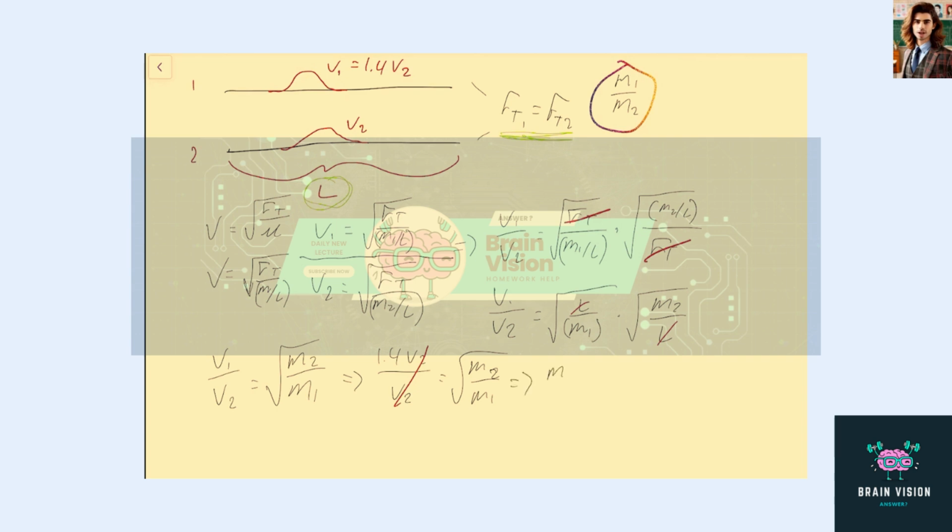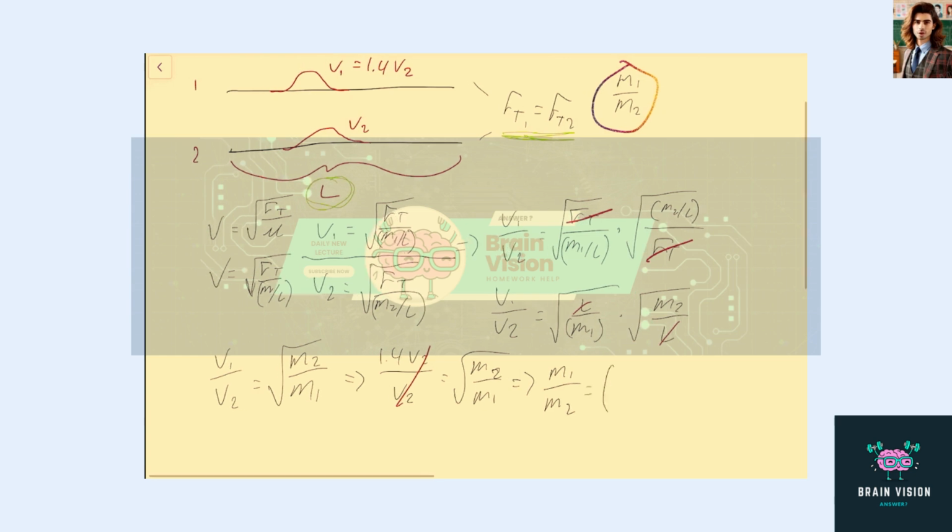So we've got M1 over M2, I mentioned. So again, we squared both sides. So we have the square of 1 over 1.4, since we also inverted it. And when you do that out, you get 0.51. So 0.51 is our ratio of M1 to M2.